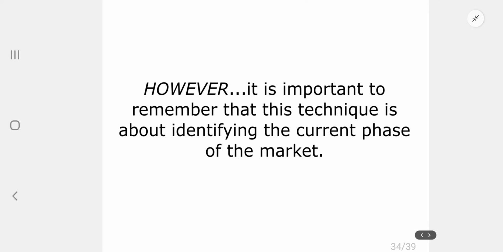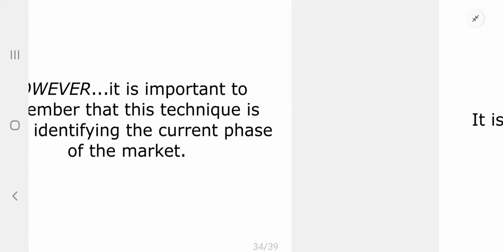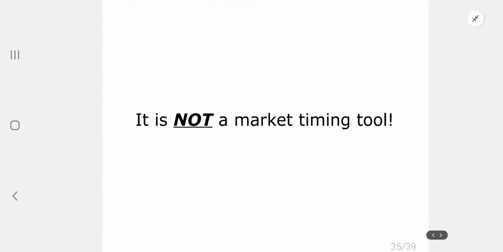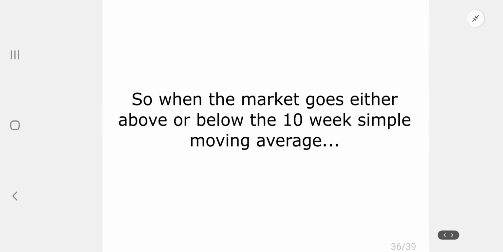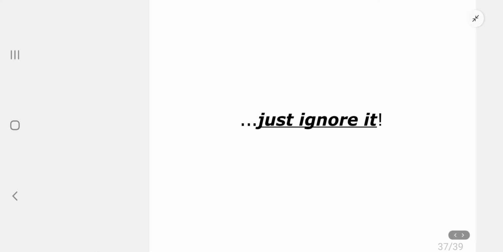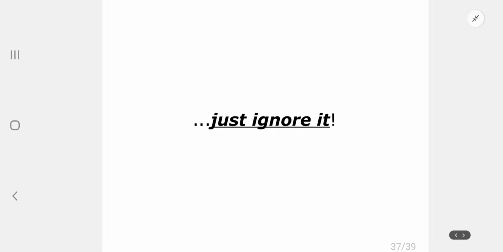However, it is important to remember that this technique is about identifying the current phase of the market. It is not a market timing tool. So when the market goes either above or below the 10-week simple moving average, just ignore it.